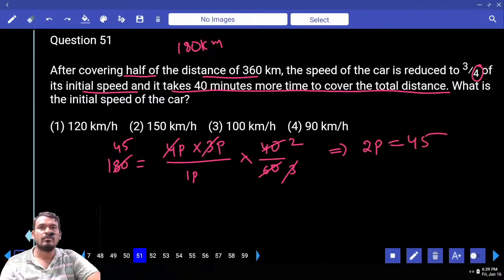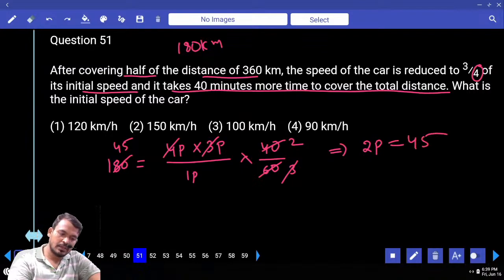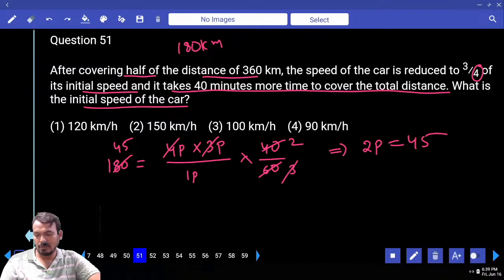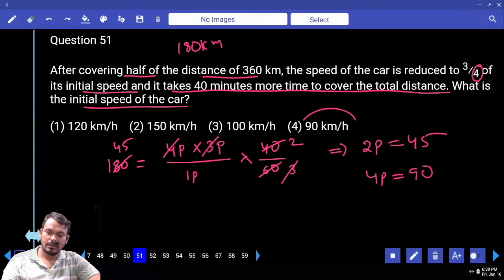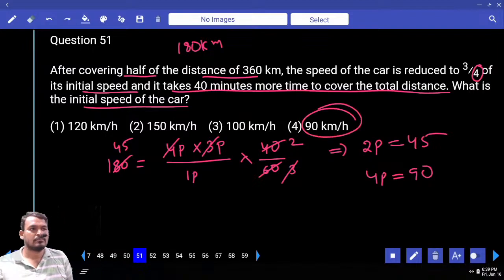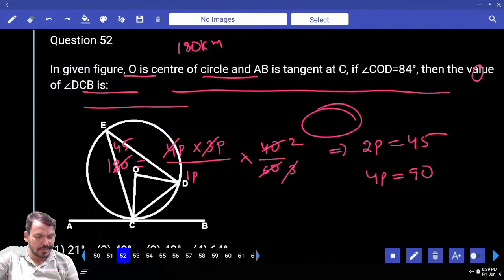45. What is the question here? What is the initial speed of the car? How many parts we need? 4 parts. What is the answer? 90. The formula: product of the speeds by difference of the speeds into time difference. Next question, number 52.